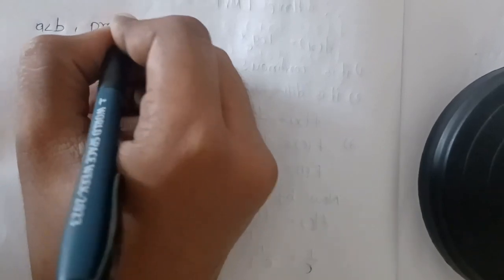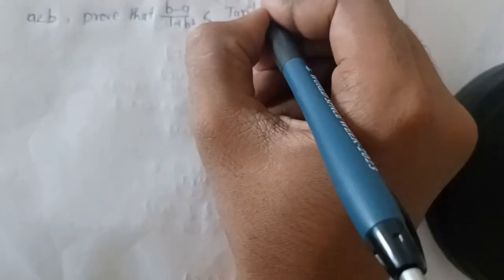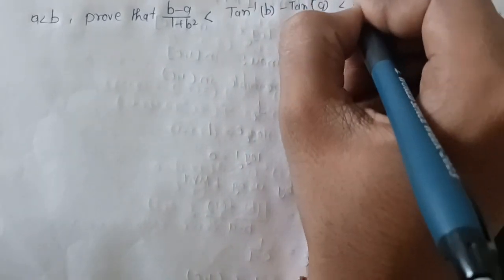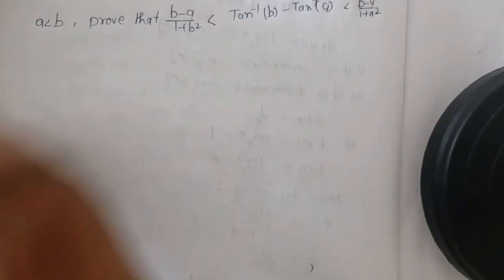Here the problem is: a greater than b. Prove that b minus a by 1 plus b square is less than tan inverse b minus tan inverse a, which is less than b minus a by 1 plus a square. Then what do we have to do?